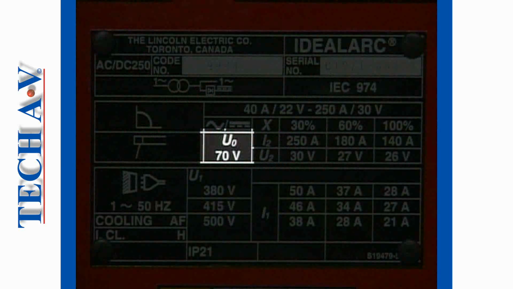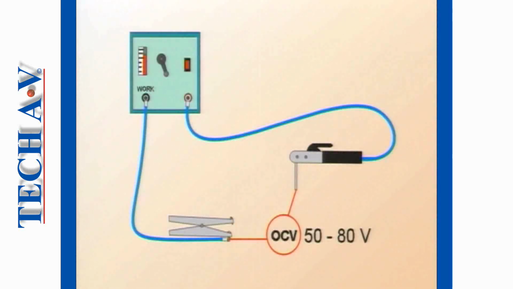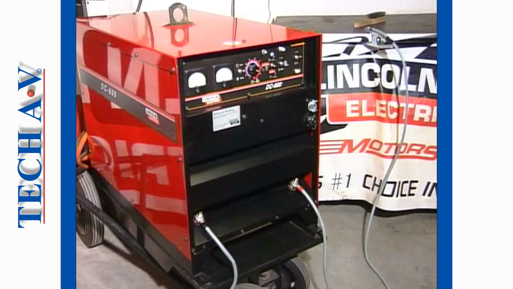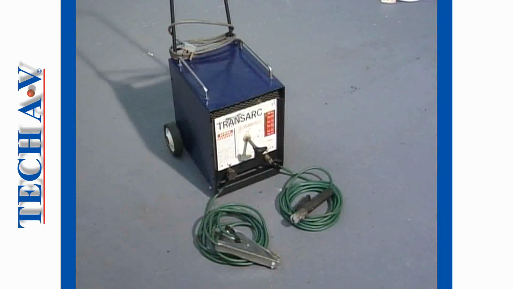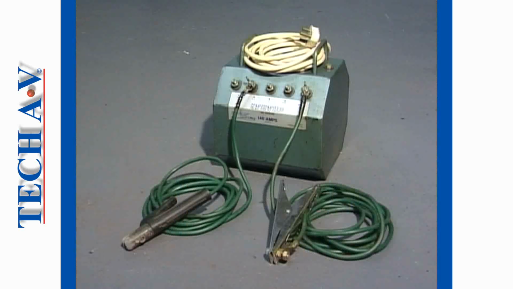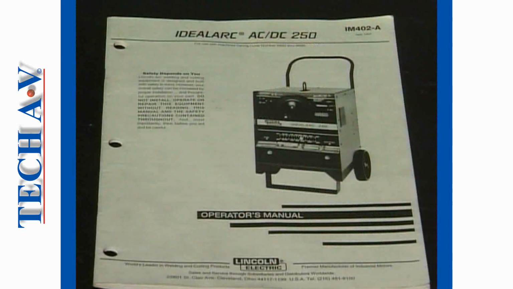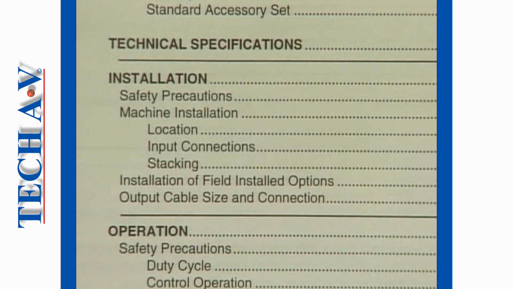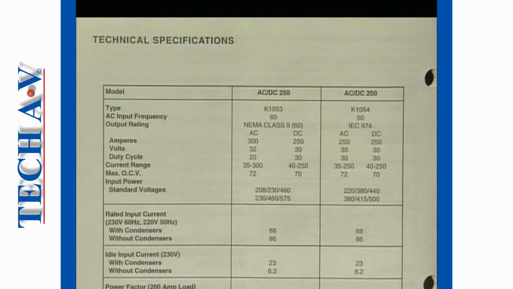Open circuit voltage is necessary to start an arc, but for safety reasons, the value is kept as low as possible, usually around 50 to 80 volts. We have looked at some of the features of typical welding machines. However, it must be impressed upon you that you should make a point of studying the operator's manual for the machine that you are using in order to familiarize yourself with its controls and limitations.